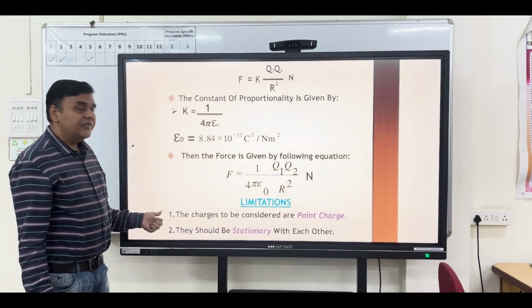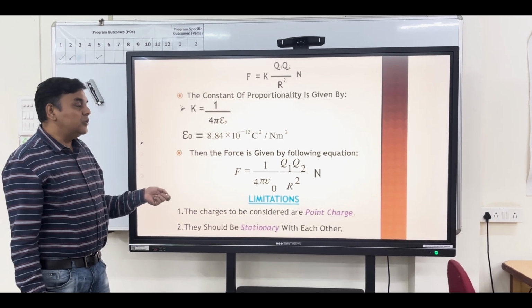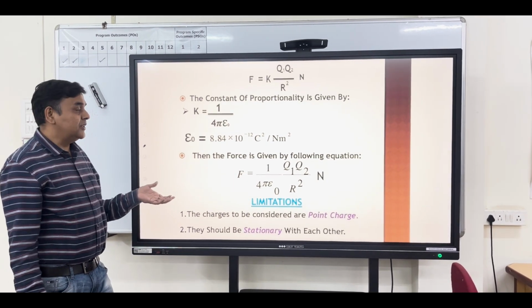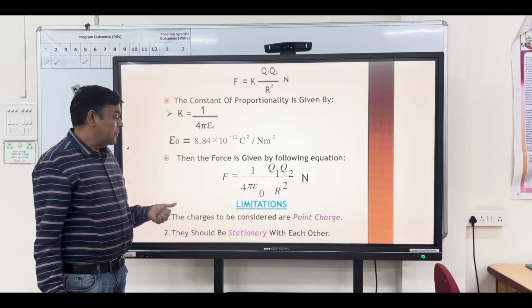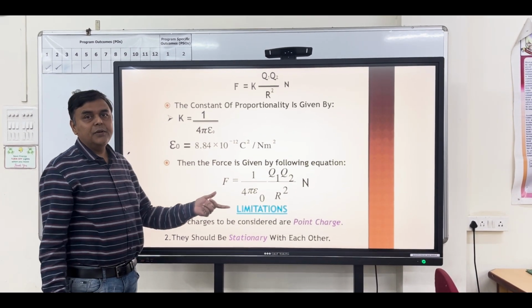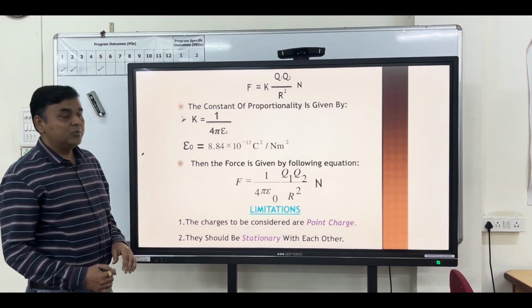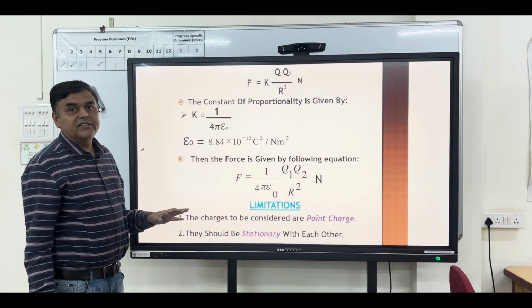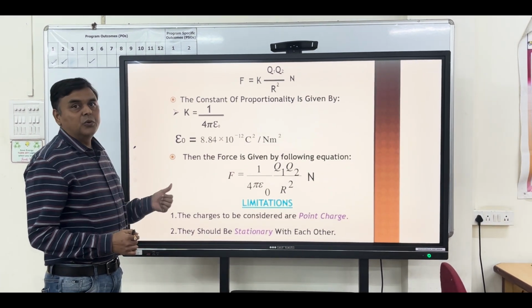So the first limitation of Coulomb's law is that we can apply it only to the point charges, because charges may be in the form of line charges or they may be in the form of surface charges. But this law is only applicable to the point charges. Then the second limitation is you can apply Coulomb's law only to the stationary charges. If charges are in moving condition, we cannot use Coulomb's law over here.